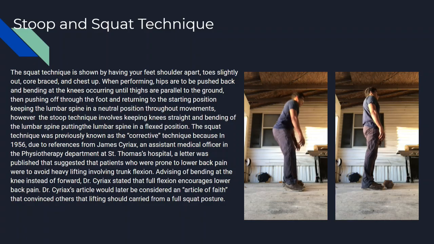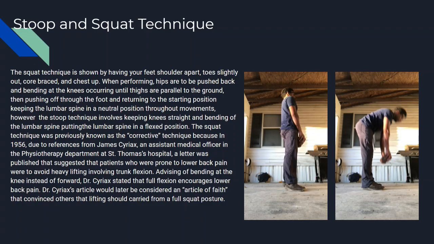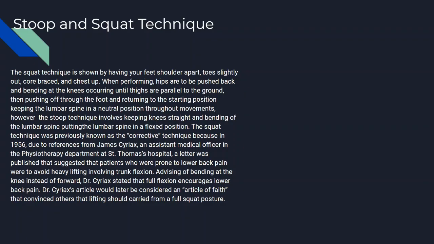The squat technique was previously known as a corrective technique because in 1956, due to references from James Cyriax, an assistant medical officer in the physiotherapy department at St. Thomas's Hospital, a letter was published that suggested that patients who were prone to lower back pain were to avoid heavy lifting involving trunk flexion.